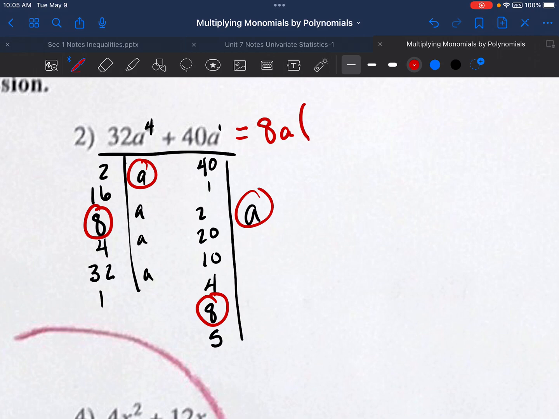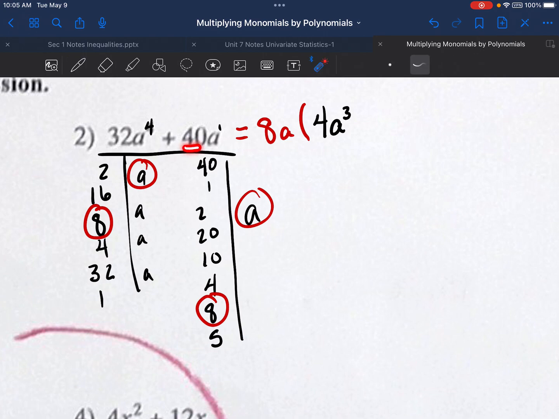Okay, fantastic. Now I need to see what's going to be left of each of these terms after I take out 8a. To figure that out, I'm going to divide each of these terms by 8a. So what's left of 32 after I divide it by 8? Pull out your calculator and try this. I know that 32 divided by 8 gives me 4. And what's left of 4 a's after I take out 1? Well, what's left is going to be 3 a's, so a to the 3rd.